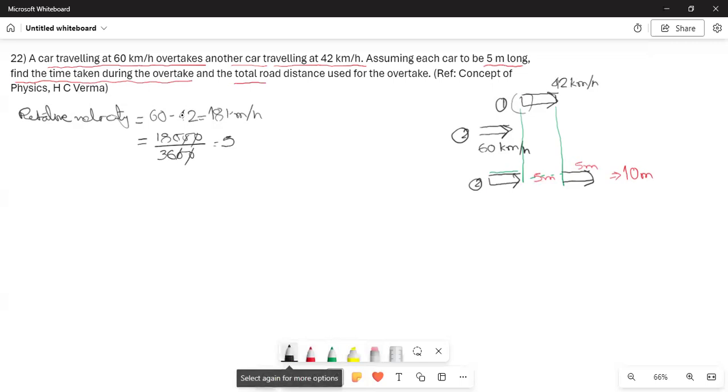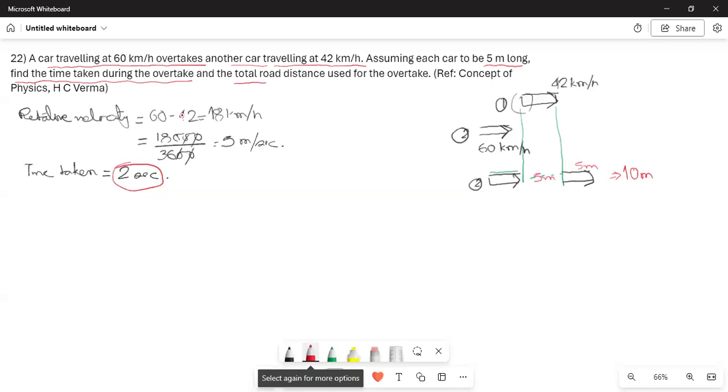Right? Yeah. But the second car actually moves 10 meters. So if it has to move 10 meters with a speed of 5 meters per second, obviously the time taken is equal to 2 seconds. So this is one answer. Time taken is 2 seconds.